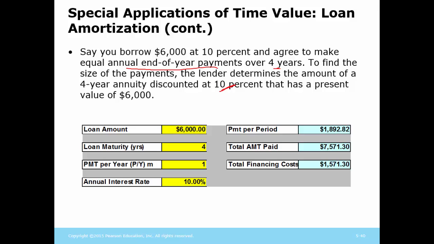$1,892.82. If you made all 4 payments, that's $7,500 odd. And of course, the total financing cost, it would cost you $1,571 to borrow this $6,000.